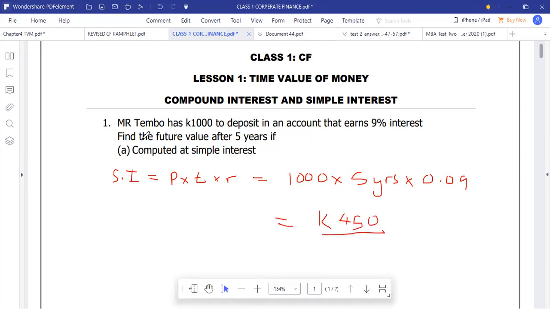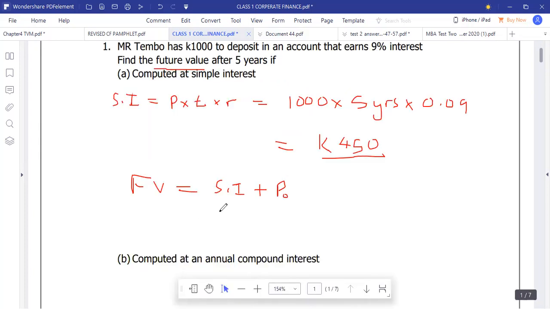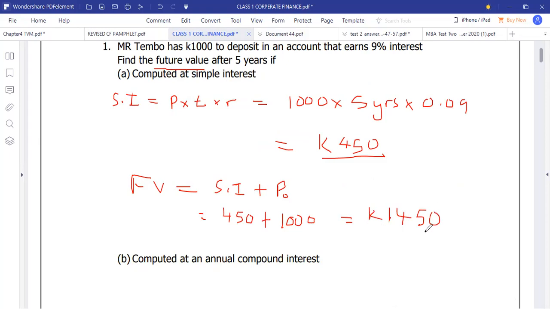But it's asking us for what? The future value. So what is the future value? Simple interest plus the present value, or the principal. So we have 450 as interest that we're going to earn, and we started with 1,000. So how much are we going to have after 5 years? 1,450. So you need to follow the instructions very carefully. Most people ended here, they didn't get the full marks.